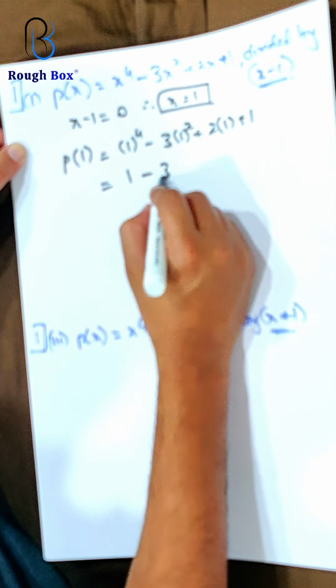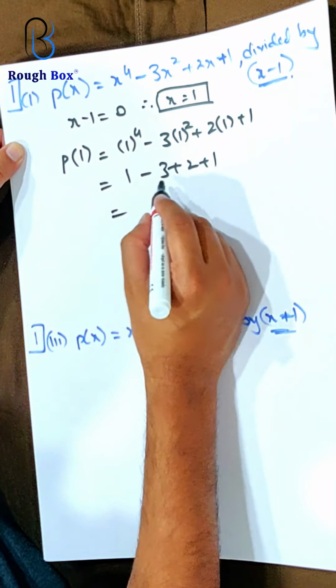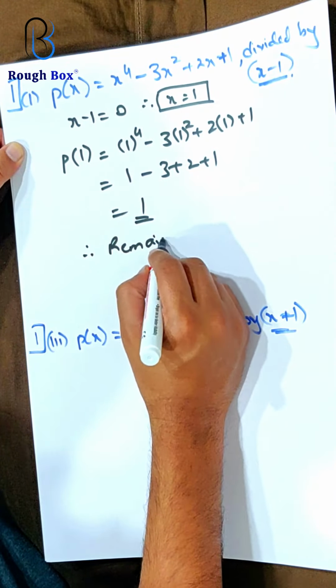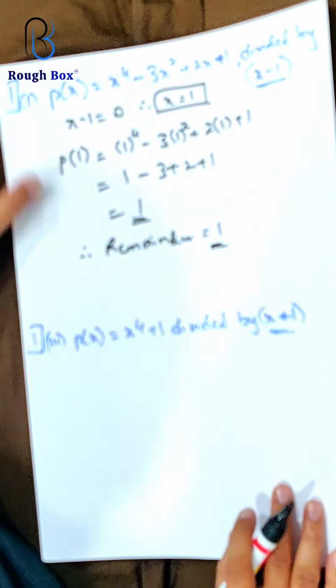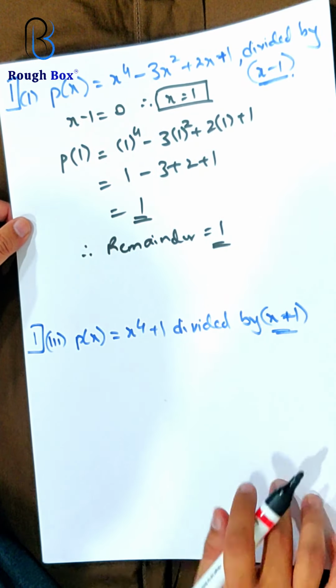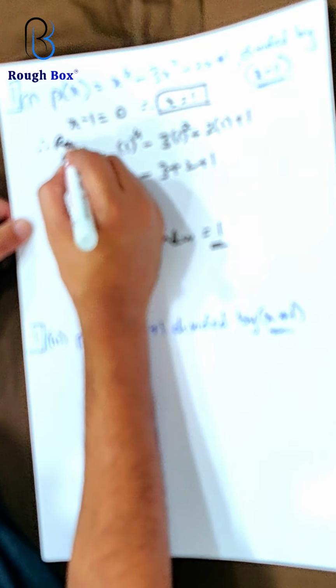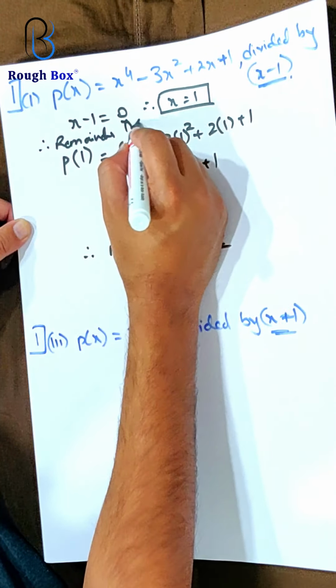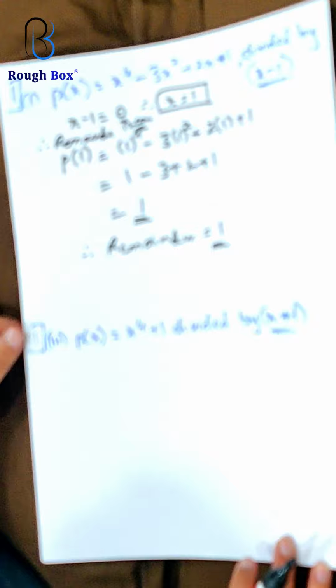So I'll get 1 minus 3 plus 2 plus 1. So 2, 3, 4 minus 3, so 1. So therefore I will say remainder is equal to 1. What method did we use? Remainder theorem. So therefore you need to mention here, therefore by remainder theorem. I forgot to write that, so please mention that by remainder theorem.